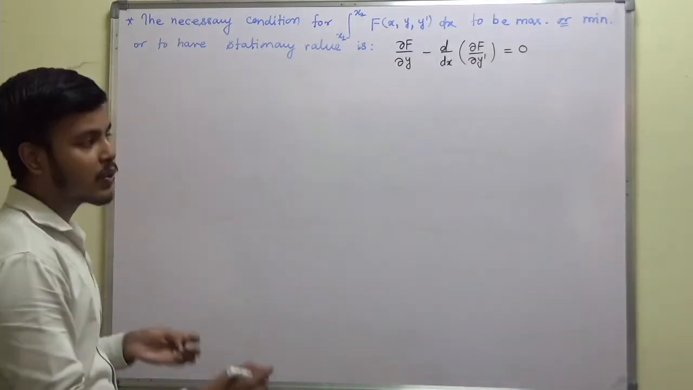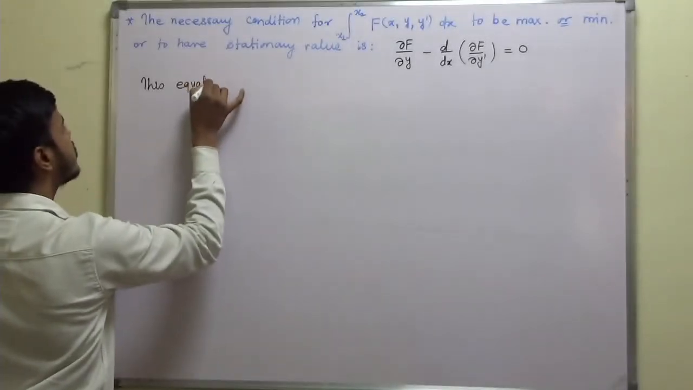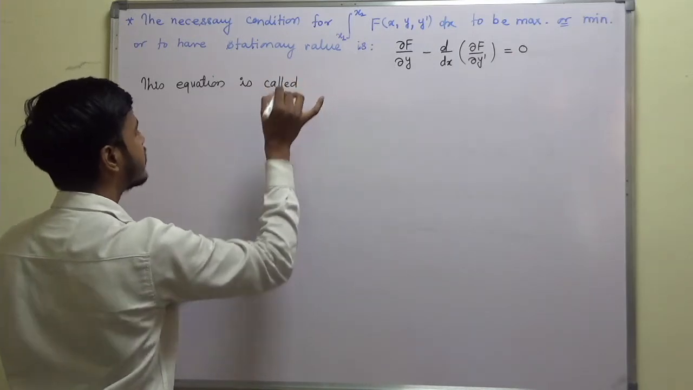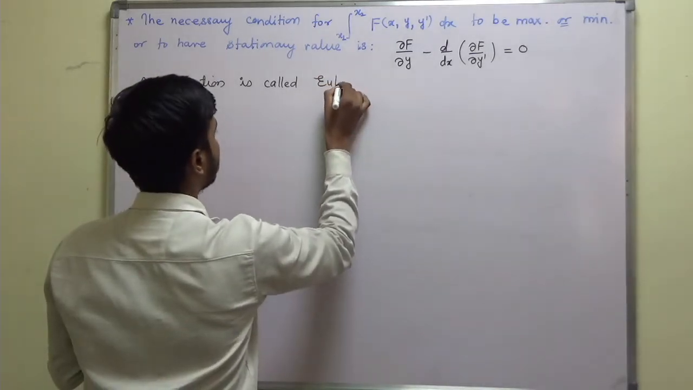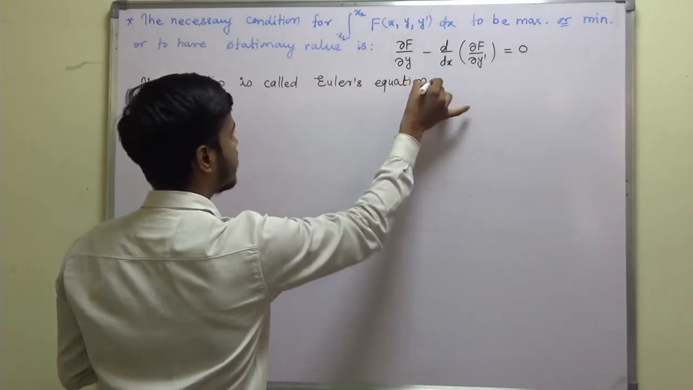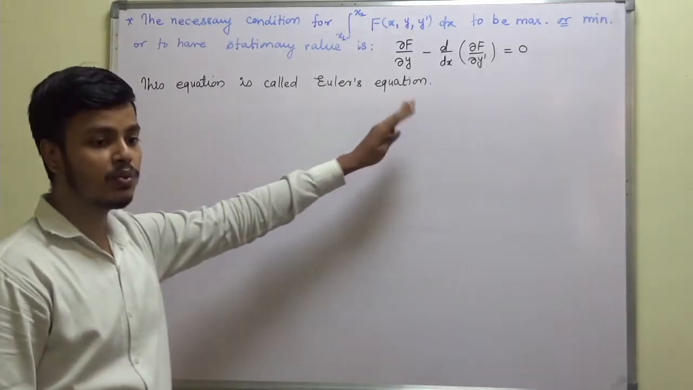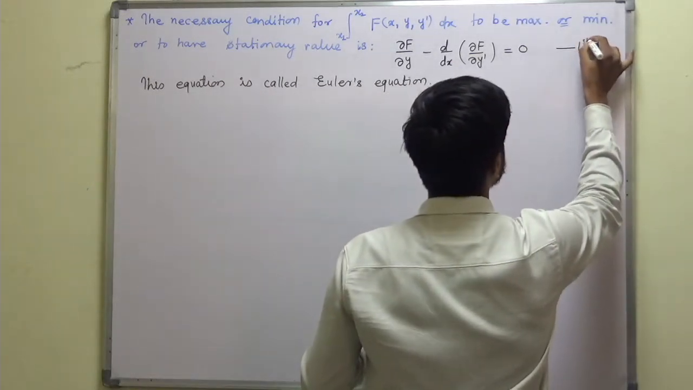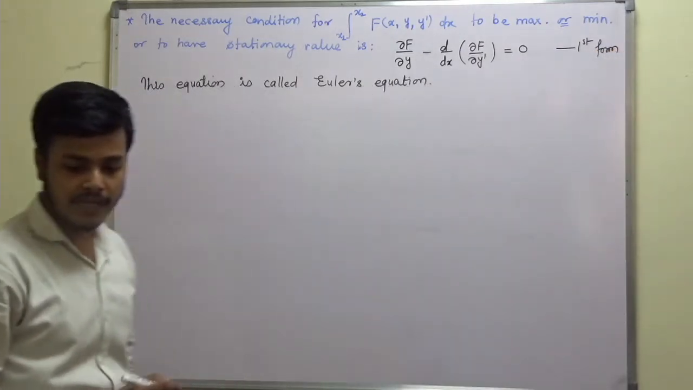and this equation is called Euler's equation. Remember this equation because this is the important equation that we are going to use throughout this unit. Now, this is the first form of Euler's equation. Now, let us see some different forms of Euler's equation.